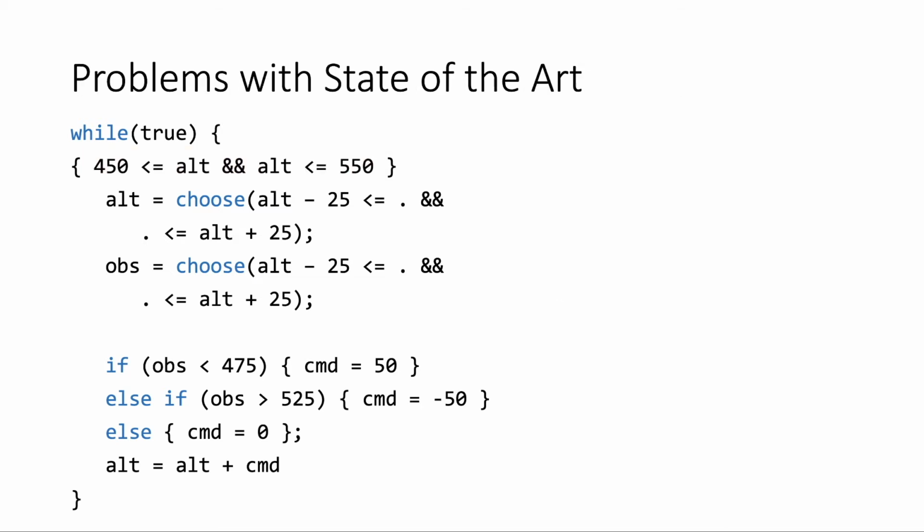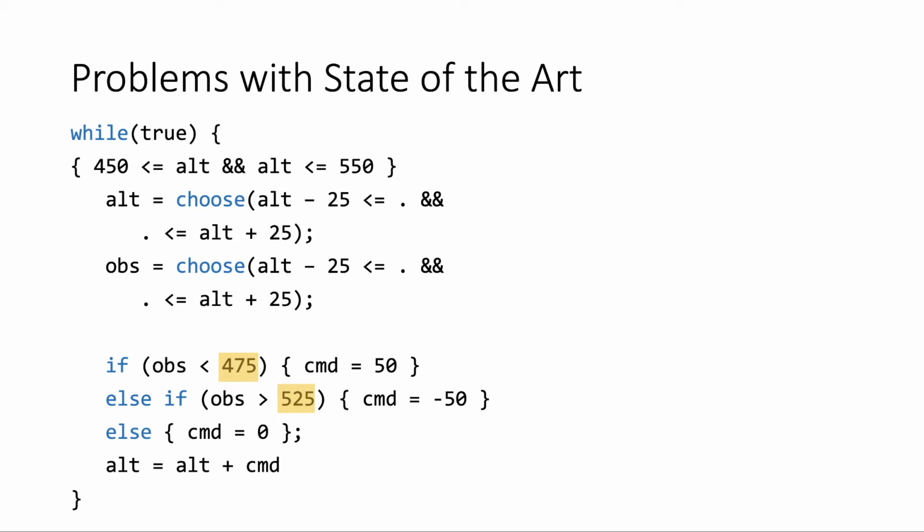Okay, so what's the problem with this picture? So the problem with this program is that in the state estimator, we have these magic constants of 475 and 525. And so these are related to our correctness condition and our environment model, but it's not immediately clear from looking at this program how they're related. But if we were to change our correctness condition or the environment model, these constants would be wrong.